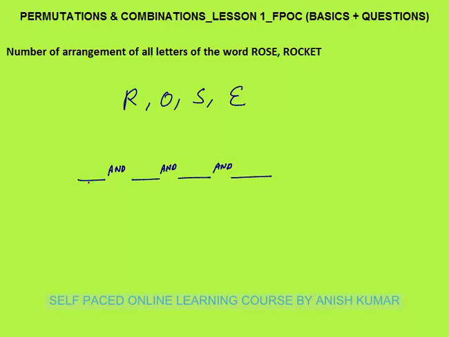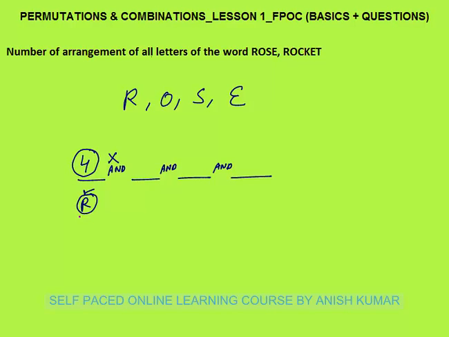Understand. For the first place, how many letters can I put? This place can be filled in how many ways? We can put letter R or O or S or E. This place can be filled in 4 ways. And means multiplication. We have to fill the second letter. Once I have put 1 letter here, either R or O or S or E, let's say out of 4 cases, 1 case is when I placed R on the first place.